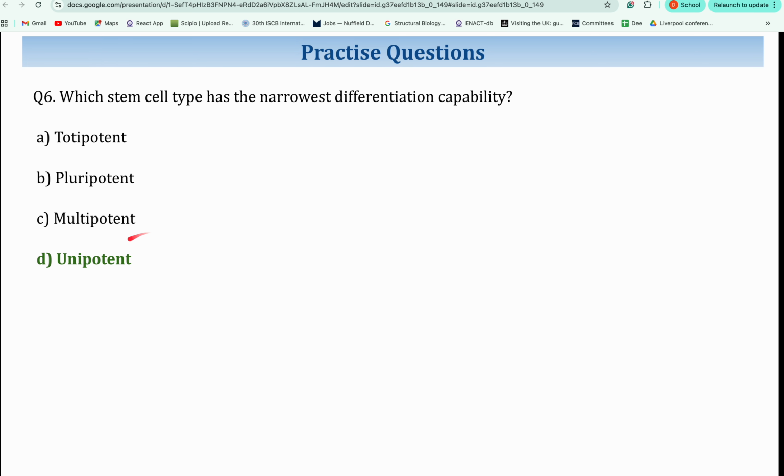The application is that they are used in bone marrow transplants in the case of leukemia or blood disorders. So the bone marrow comes under multipotent stem cells.